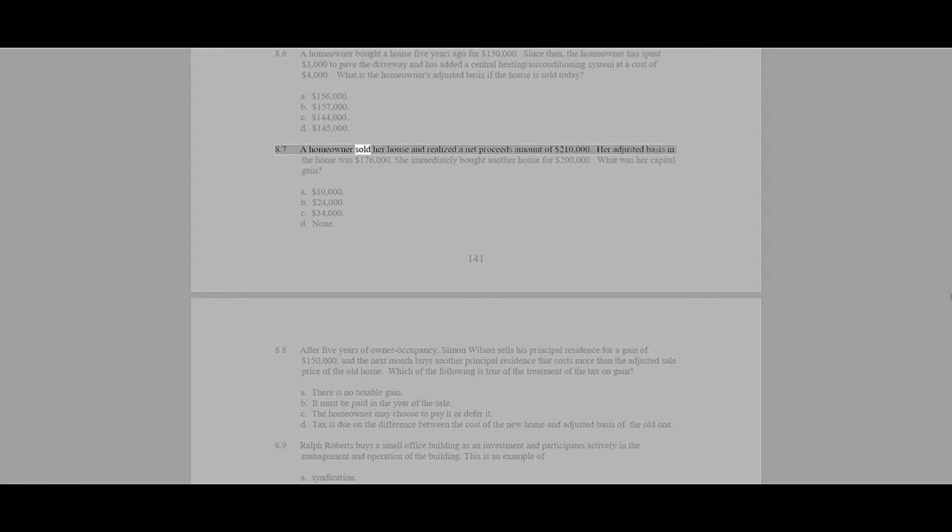8.7 A homeowner sold her house and realized a net proceeds amount of $210,000. Her adjusted basis in the home was $176,000. She immediately bought another house for $200,000. What was her capital gain? A. $10,000, B. $24,000, C. $34,000, D. none.